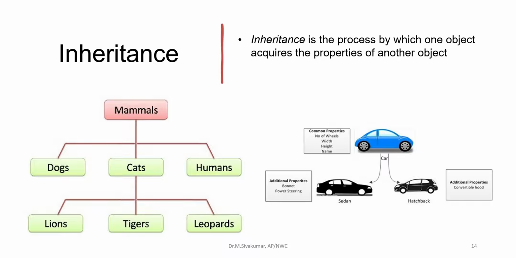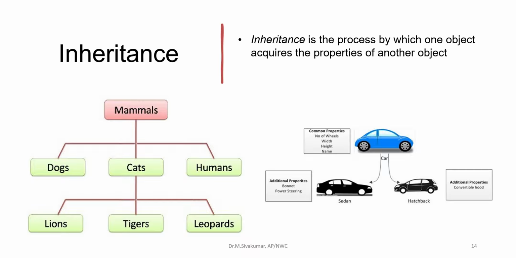Next is inheritance. Inheritance is a process by which one object acquires the properties of another object. In C++, this means a derived class inherits data members and member functions from a base class. Inheritance supports code reuse and creates a hierarchical relationship.